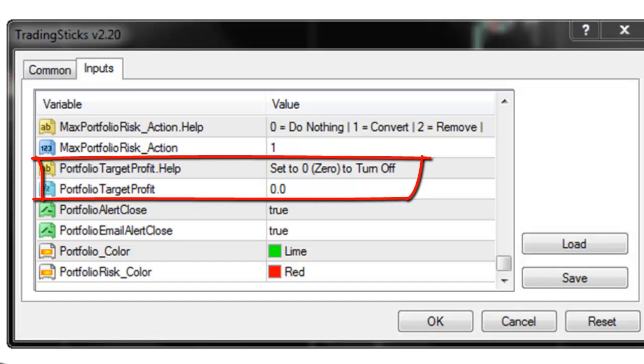Okay, so now we're going to look at the portfolio target profit. If it's set to 0, then nothing will happen as far as the trades are concerned.